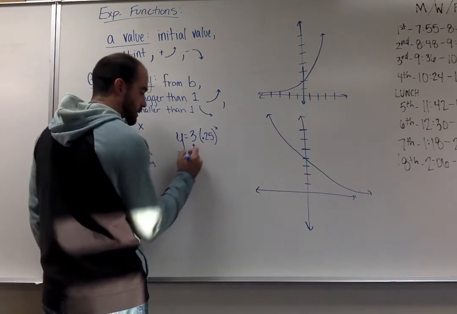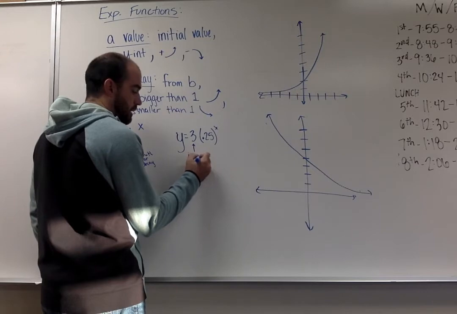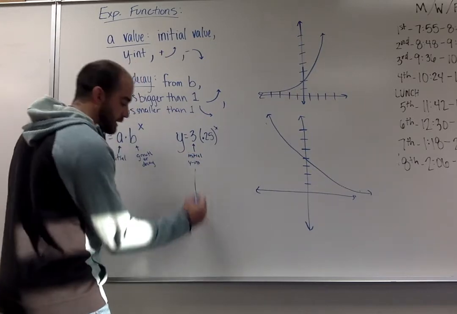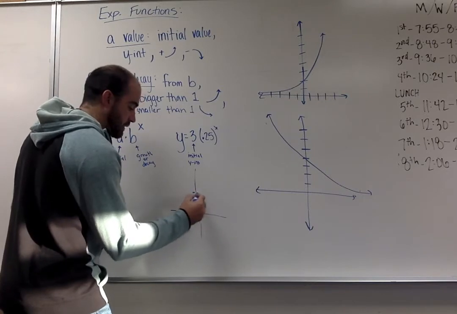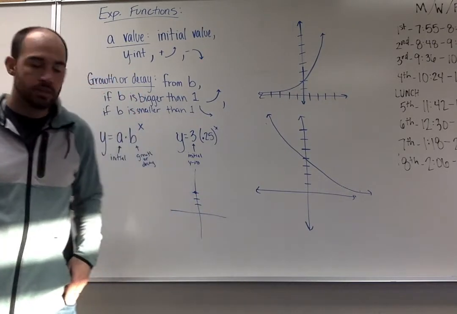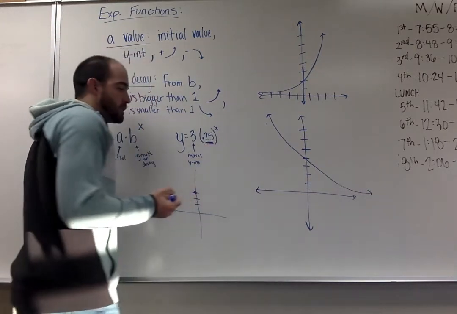So here, I can tell 3 is my initial value or my y-intercept. If you were going to give me a sketch of this graph, I could go to 3 and I know my dot's right there. I know that's at least one of my dots. Okay. My growth rate is 0.25.